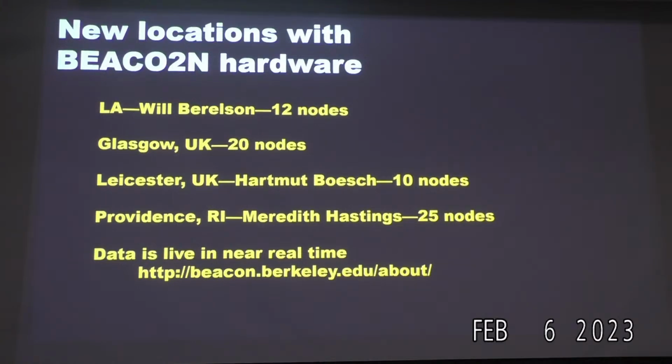We're about to send him another 10. We put 20 in Glasgow in collaboration with some colleagues at the University of Strathclyde. These 10 we sent but never quite got deployed. Meredith Hastings in Providence, some of you are collaborating with her, trying to do some modeling from Tracy's group. She's got 25. The data is live, it's in near real time, and really we'd love to share and work with you. We'd love for you to take it and go another way. We'd love for you to invest in another city.